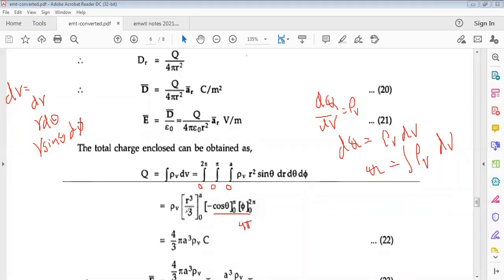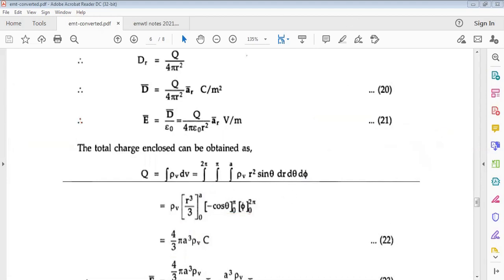So 4 pi by 3 is the factor with rho v, and substituting the upper limit, we get a cubed by 3, and at 0 the value is 0. These combine with the 4 pi, so it becomes Q equal to 4 pi by 3 times a cubed times rho v, because it is Q in coulombs. C is the unit of the charge. Got it, my dear students?